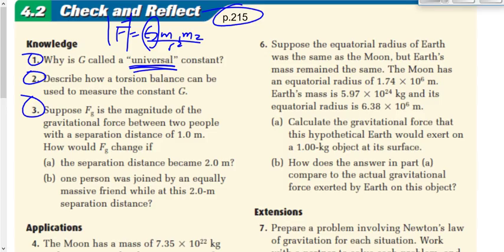Finally, question number 3 says, suppose Fg is the magnitude of the gravitational force between two people with this separation distance. How would Fg change if the separation distance became 2 meters, and if one person was joined by an equally massive friend while at this 2 meter separation distance? If this is my force of gravity, how would that force change if I made the distance twice as much?